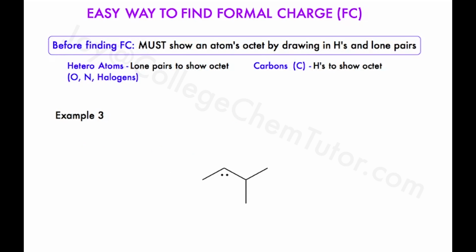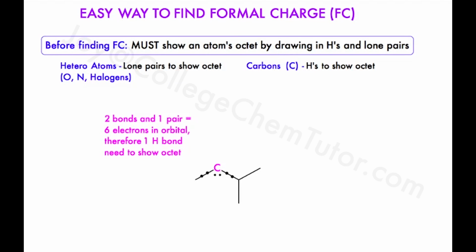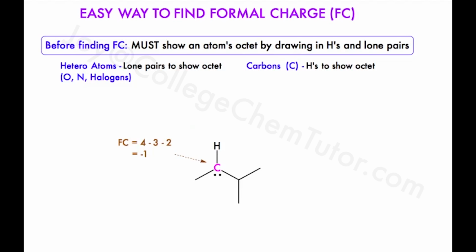Example 3 is interesting since we have a carbon with a lone pair. It's currently showing 2 bonds to other carbons and 1 lone pair. Since we need to fill in hydrogen bonds for carbons, we just need 1 more hydrogen to show its octet. Therefore, the formal charge would be Fc equals 4 valence electrons minus 3 bonds minus 2 dots for the lone pair, and that would equal -1.